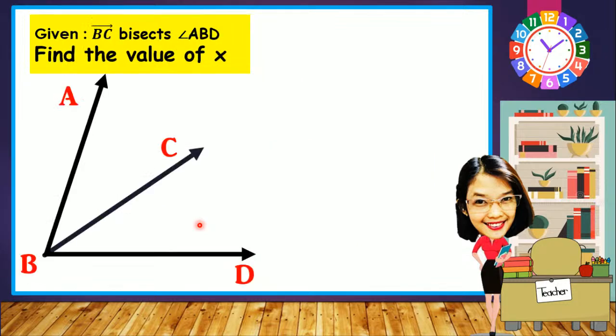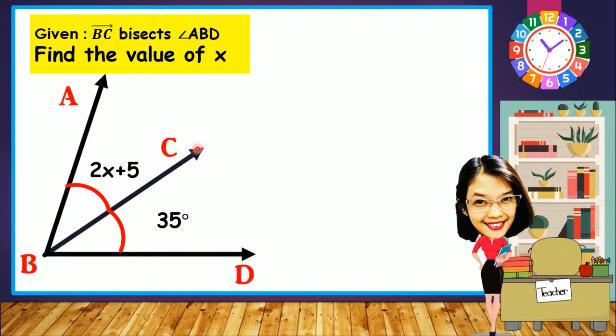Okay. How about with this one? Given that ray BC bisects angle ABD. So again, given that ray BC bisect, ibig sabihin, hinati niya yung angle ABD into two equal parts. And the measure of angle ABC is 2x plus 5. May x na. And the measure of CBD is 35. Now, find the value of x.